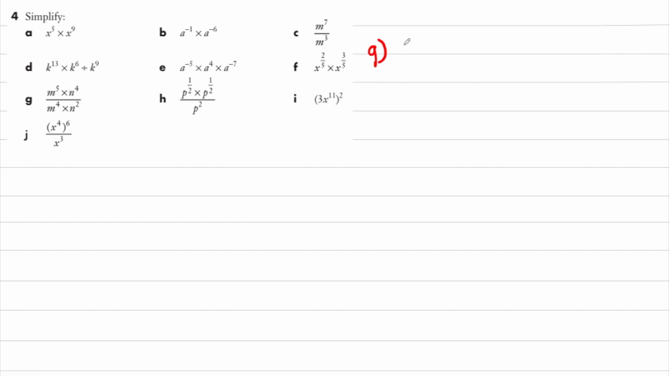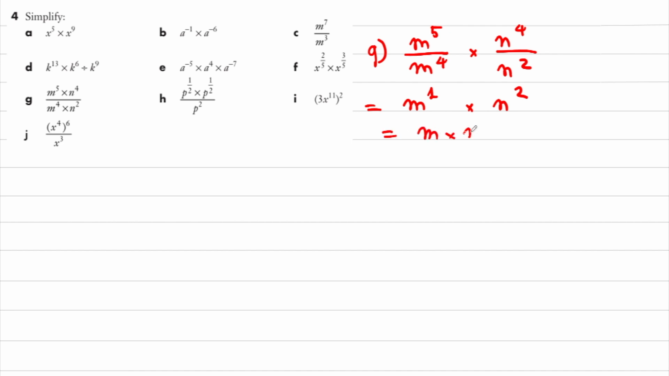About G, in the numerator you have m to the power of 5 and only 5. So I can separate this into two base numbers. The first base number is m and the second one is n. You have n to the power of 4 here and n to the power of 2 here, and make the subtraction for the power numbers. You will get m to the power of 5 minus 4, which is 1, and n to the power of 4 minus 2, which is 2. So another way of writing this is here. Yeah, that's it. Question G.